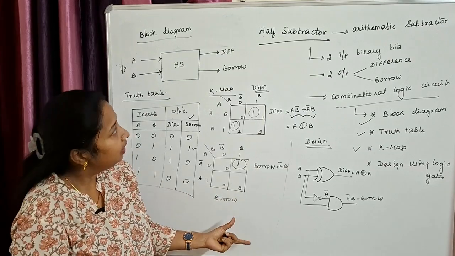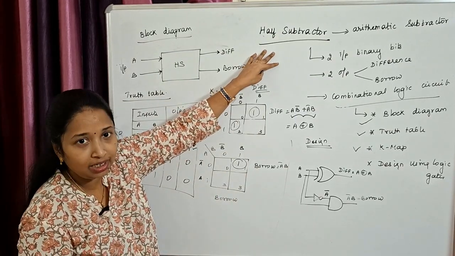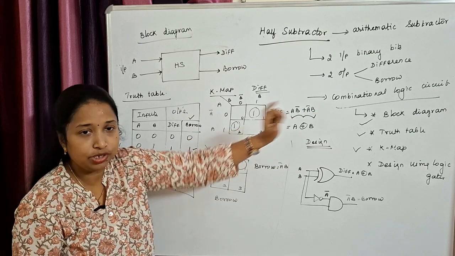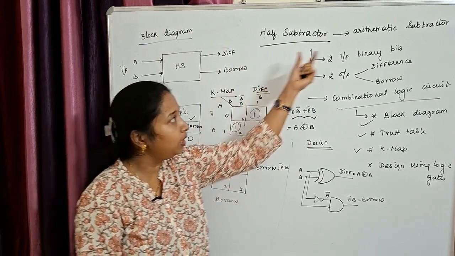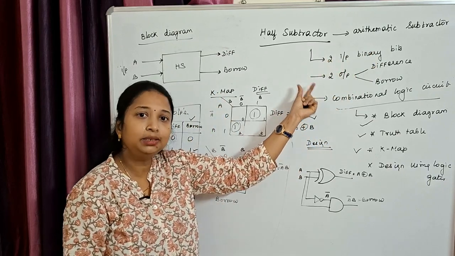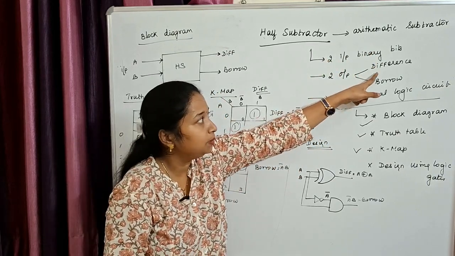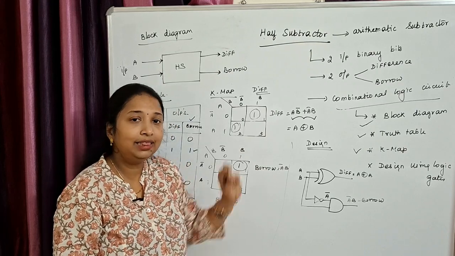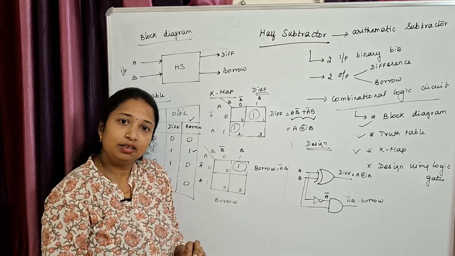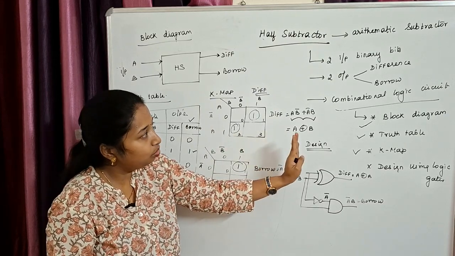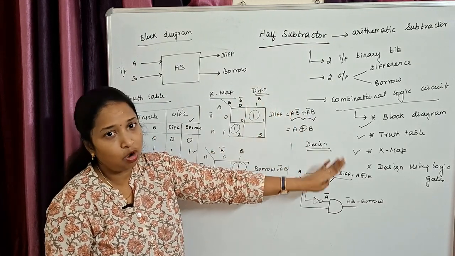Let's sum it up. In today's lecture, we saw what a half adder is and how to design a half adder using combinational logic circuit. What is a half adder? Half adder is nothing but a normal arithmetic subtractor with 2 input binary bits and 2 outputs. And what are my outputs? One is my difference, another is my borrow. And this half adder is again an example for a combinational logic circuit. Clear? Now, after that, what did we do? We tried to design this half adder using combinational logic circuit.